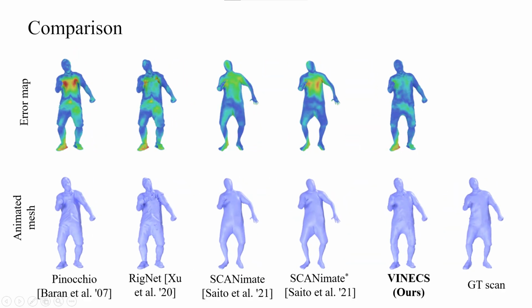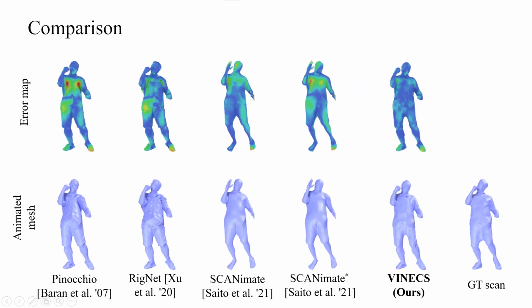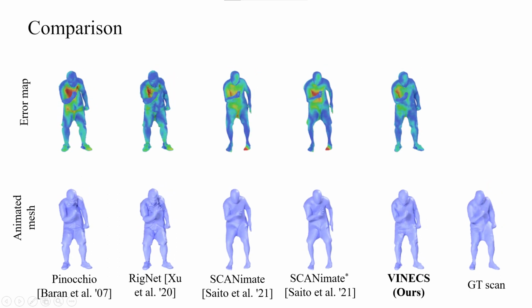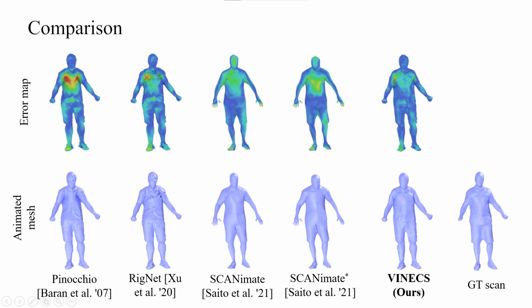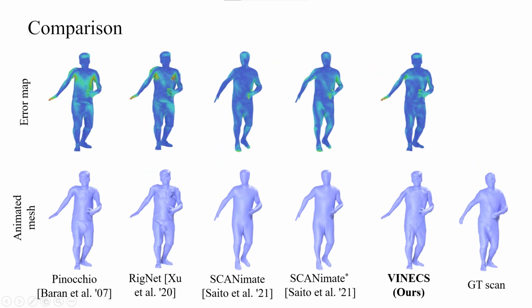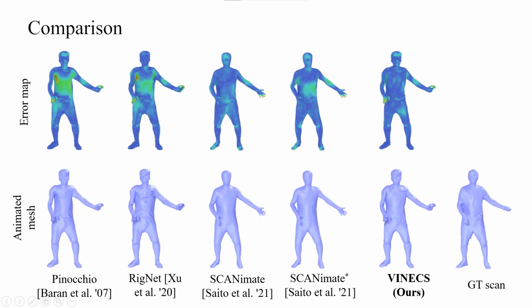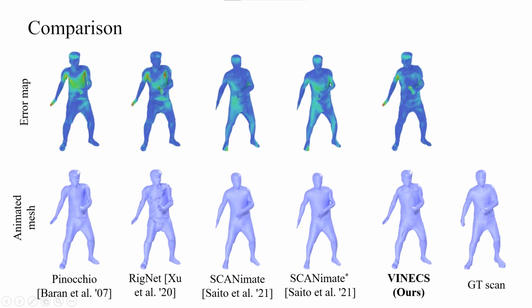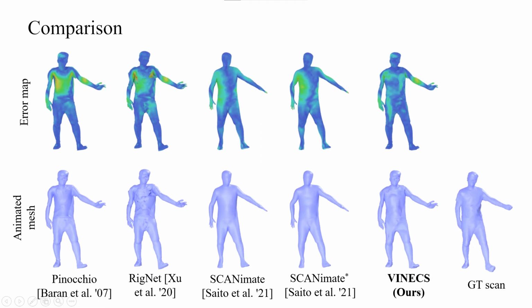Next, we compare our method to several previous works, including Pinocchio, RigNet, Scanimate, and Scanimate without pose-aware shapes. We also visualize the error computed between the prediction and the ground truth scan. Our method consistently shows the lowest error and has the least amount of visual artifacts.